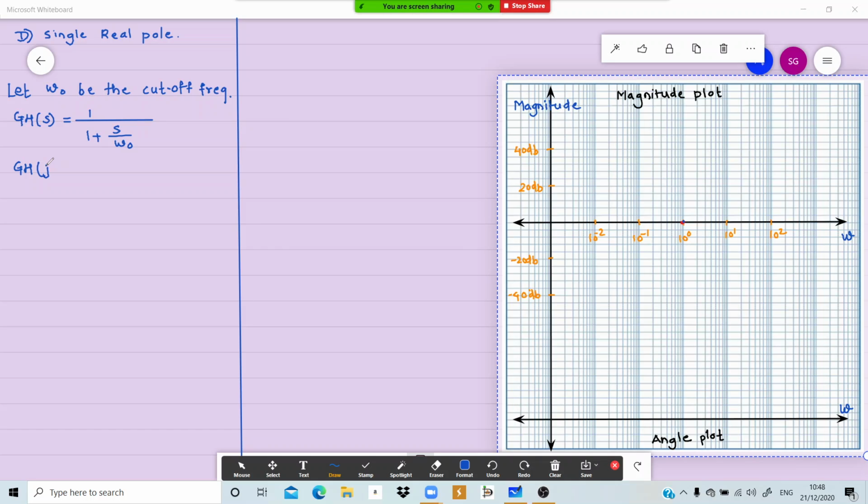GH of j omega is equal to 1 upon 1 plus j omega upon omega 0. Correct? I want the real part and imaginary part separately, so I'll rationalize this. So by the complex conjugate we'll multiply and divide. First I'll write the original thing and then I'll multiply and divide. Should not skip any of the things, otherwise it may confuse you. Multiplied by 1 minus j omega upon omega 0 upon 1 minus j omega upon omega 0.